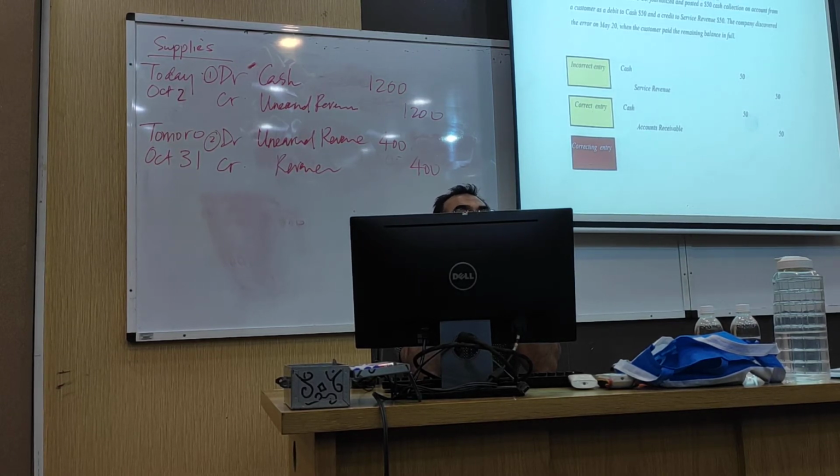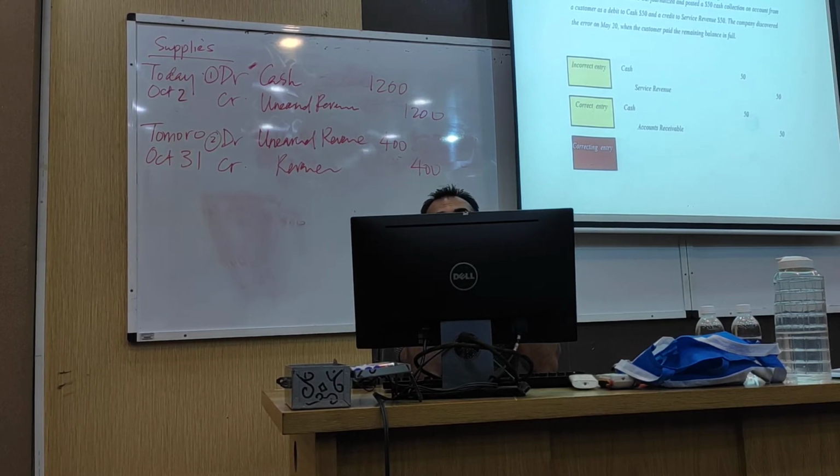So what is wrong? What's wrong in the top one and what's right in the second one? Service revenue. Right? So the only thing I need to do is debit service revenue and credit account receivable.